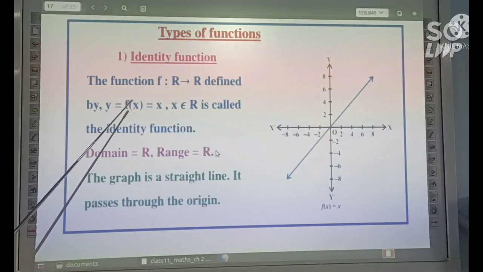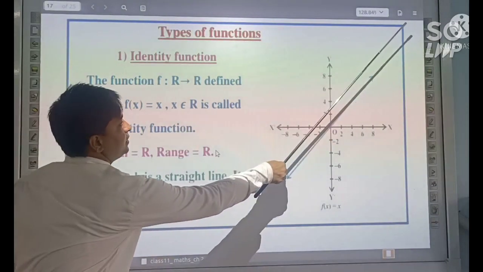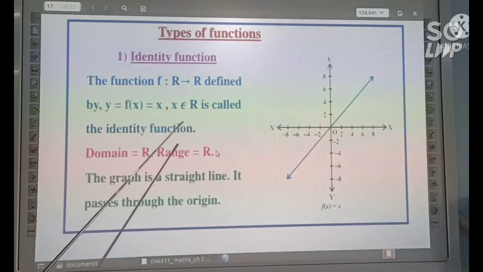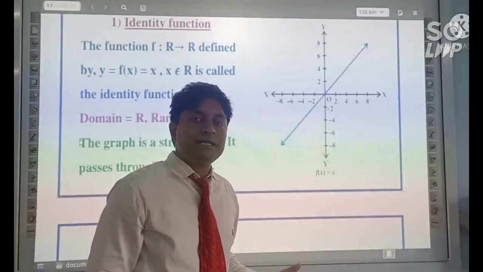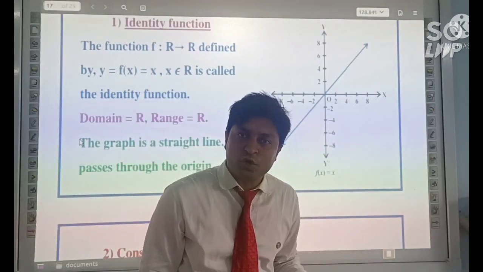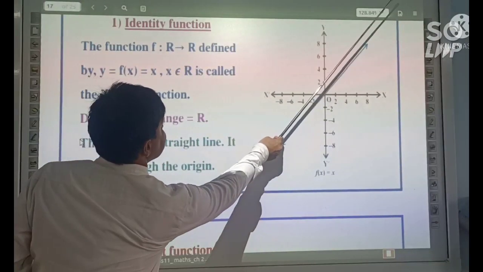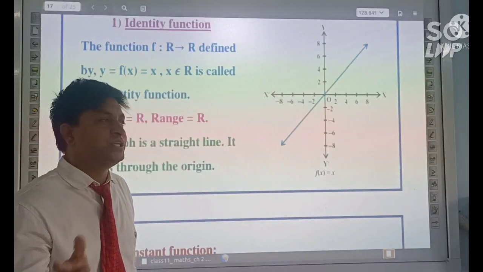By y equal to f of x, this is the equation. This is the curve. Where x is a real number, it is called the identity function. Domain equal to range. We know that in the identity function x is equal to y, x is the domain and y is the range. Then we say that domain equals range. So the graph is a straight line. If x is equal to y, then this is a straight line. It passes through the origin, because for x equal to 0, we find y equal to 0.